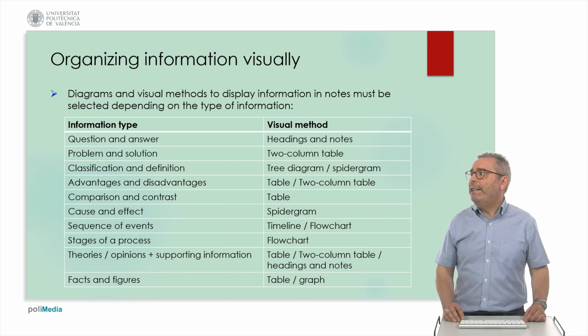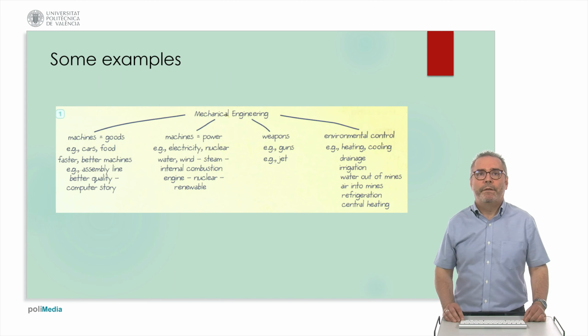For sequence of events, we have flowcharts or timelines. Whereas for stages of a process, we have typically flowcharts. And when we want to explain theories or opinion plus supporting information, we have tables, two columns or general tables, and we can also use headings and notes. And last but not least, we have facts and figures that could be displayed around tables or more typically around the different types of graphs.